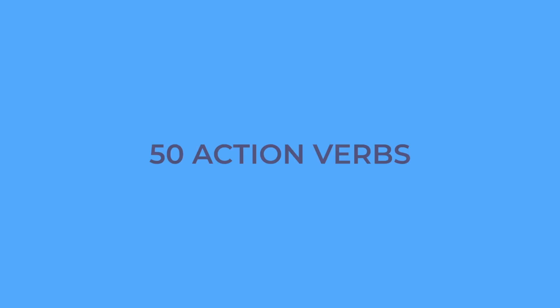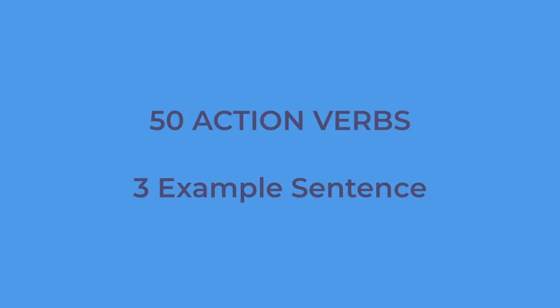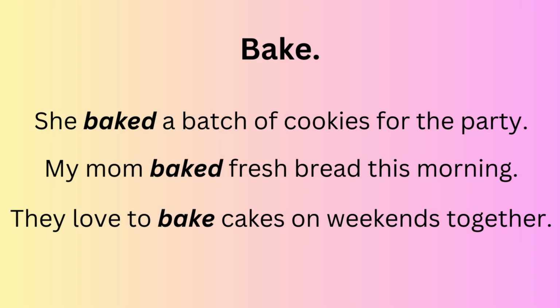Today we will learn 50 common action verbs. And for each action verb, I'll give you 3 sentences as examples. Bake. She baked a batch of cookies for the party. My mom baked fresh bread this morning. They love to bake cakes on weekends together.